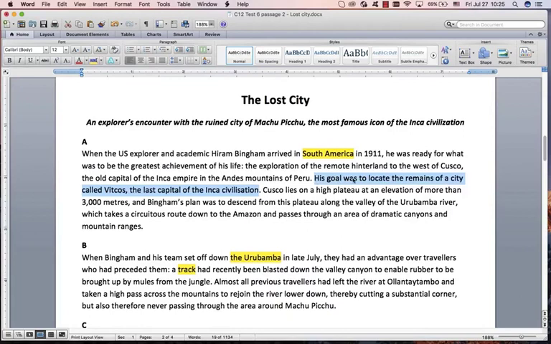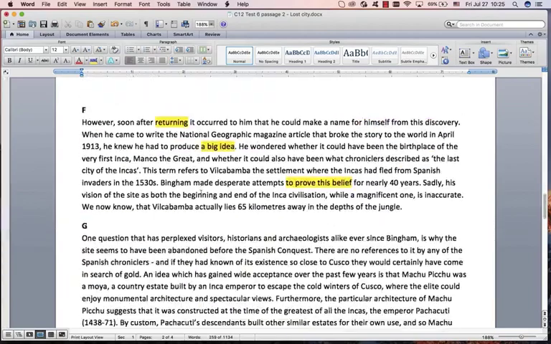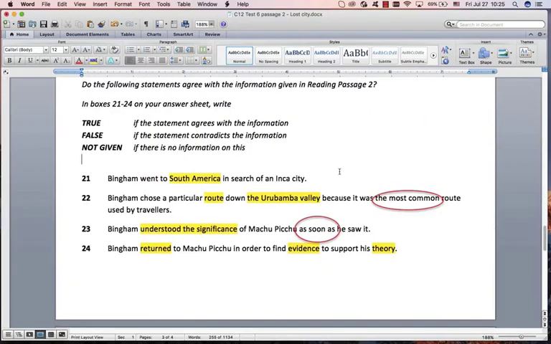As you can see, this was very important information. Remember, we highlighted this when we were searching for the matching headings. His goal, his plan, his aim. Why did he go there? To search for this city. So I think that's quite straightforward. We can say true. Now, he chose this route because it was the most common route used by travelers.